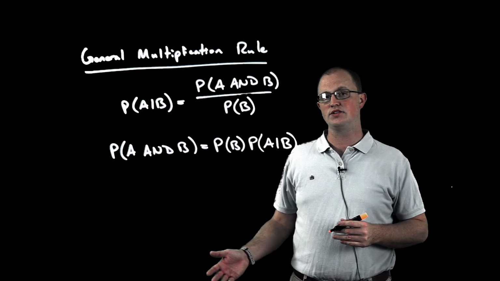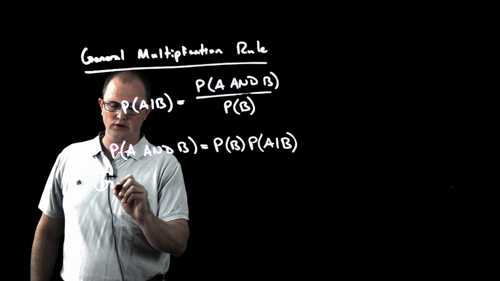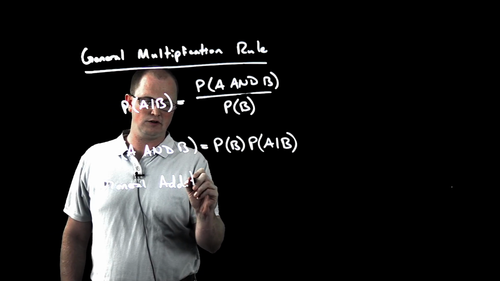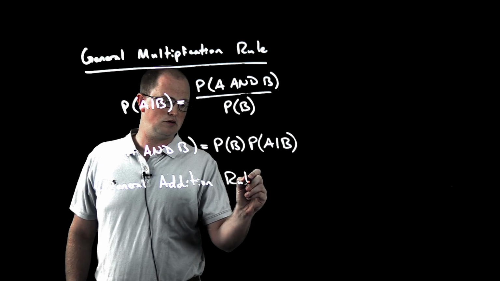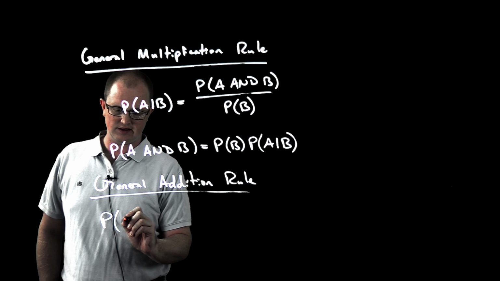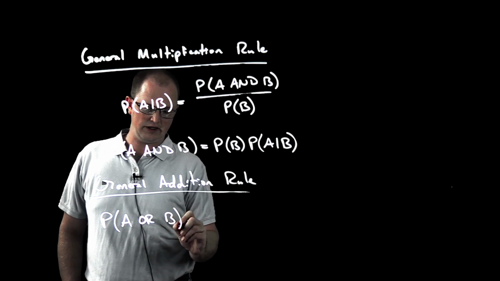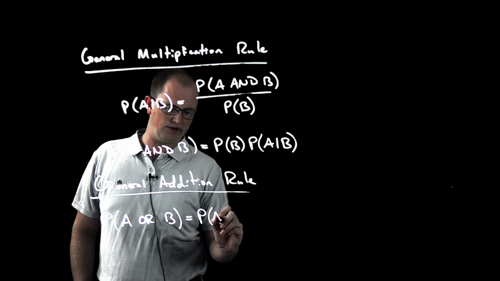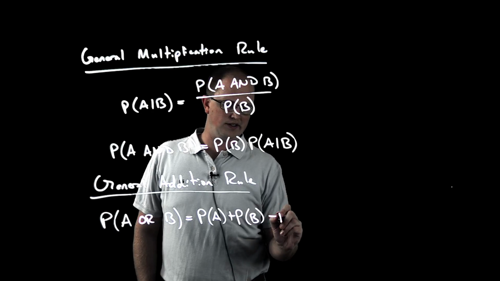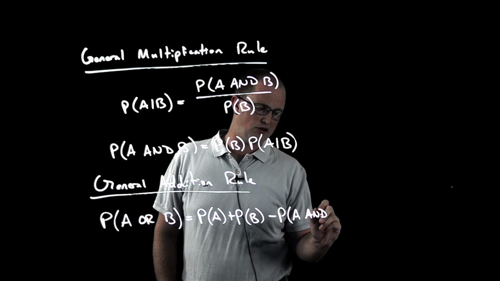Now, what about the case for ORs? So this is the general addition rule. And the general addition rule says that the probability of A or B is equal to the probability of A plus the probability of B minus the probability of A and B.